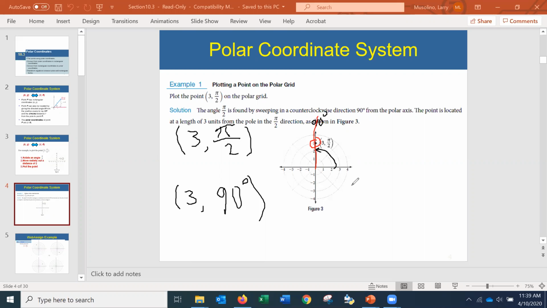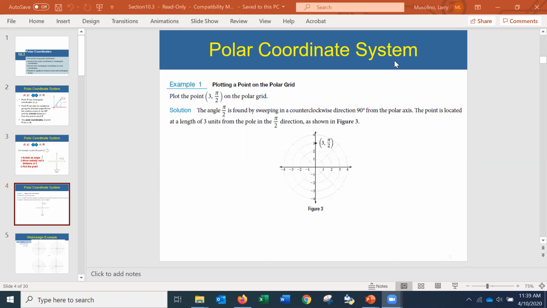But again, you're going to rotate according to the angle that's given, and then walk out a distance of r according to the value of r that's given and plot the point at that location. And you can imagine how many applications might use polar coordinates.